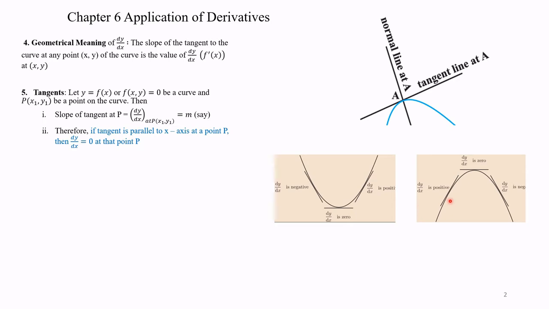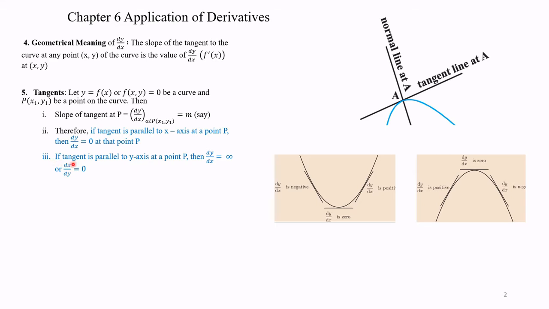This is another case of tangent, dy by dx of an inverted cup shape curve. Here dy by dx is increasing, and at this point dy by dx is 0. Then it reverses. That means dy by dx at this point becomes negative. Here dy by dx is negative, here dy by dx is positive. At this point dy by dx is 0, and since dy by dx is 0, the line is parallel to the x-axis.